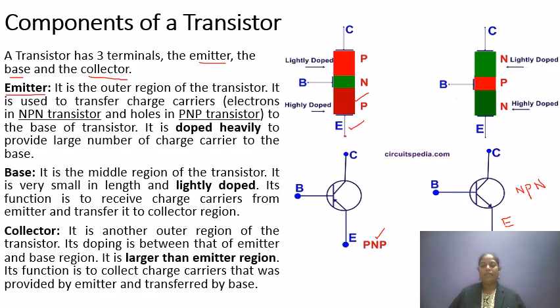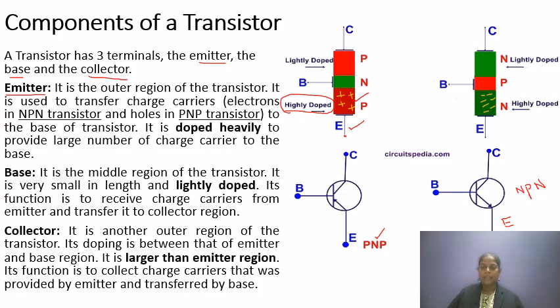So it should be heavily doped. The emitter should always be heavily doped, which means it has a large number of charge carriers. In the PNP, we have a large number of holes, so more positive charge carriers are there. But in the NPN, more electrons will be there. The meaning is heavily doped.